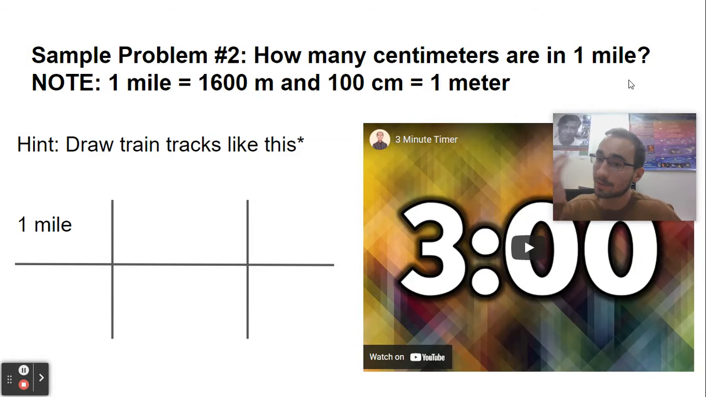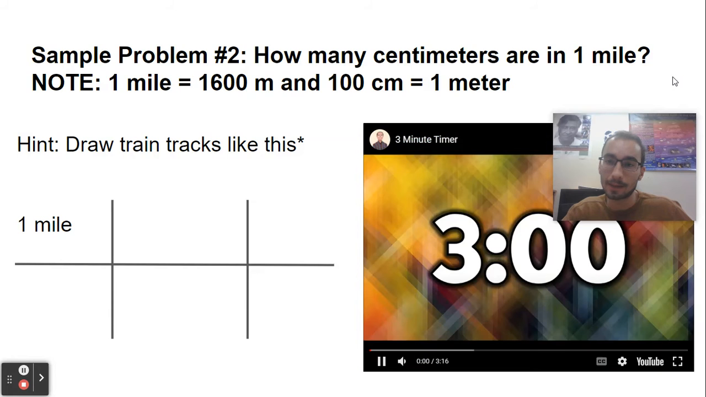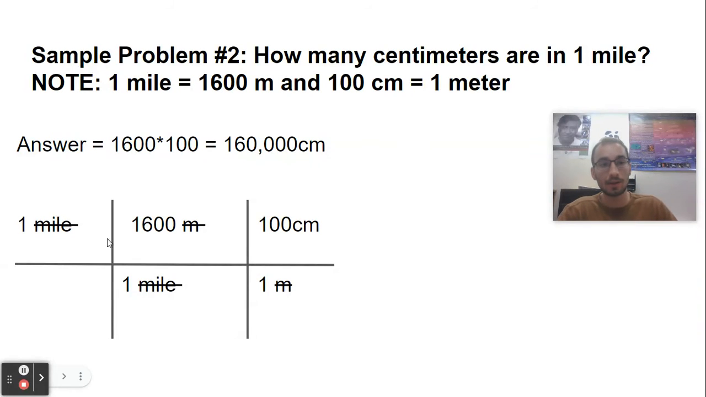Hopefully you know centimeters are small, miles really long, so the answer will be really big. And you would be right. So you start with a mile, you cancel out with a mile on the bottom, and then 1 mile equals 1,600 meters. And then to cancel out the meters, you put 1 meter equals 100 centimeters. And centimeters is what we want. So we're done with that, filling out the tracks. So you multiply the top and then divide by the bottom, and you'll get 160,000 centimeters in a mile.